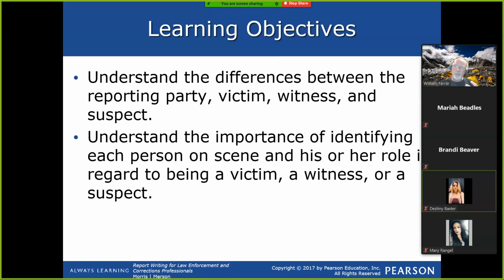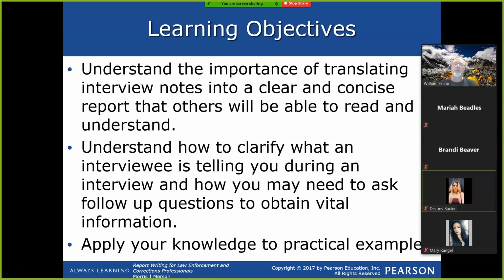And who do you interview first? We've already talked about making sure that your scene is safe, and we've gone over the importance of taking your notes and being able to translate your interview notes into your report. So make sure you write clearly enough that you can actually read your own writing, because that's important.